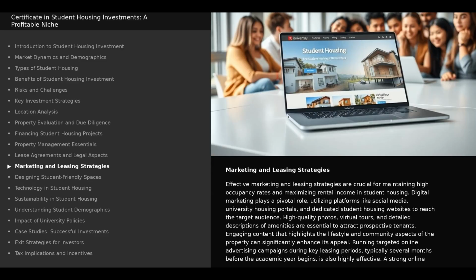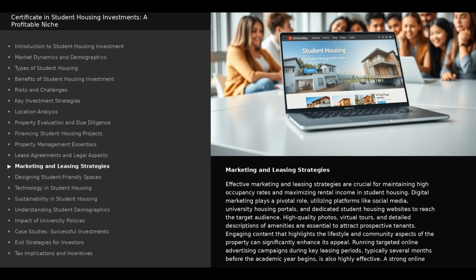Marketing and leasing strategies. Effective marketing and leasing strategies are crucial for maintaining high occupancy rates and maximizing rental income in student housing. Digital marketing plays a pivotal role, utilizing platforms like social media, university housing portals, and dedicated student housing websites to reach the target audience. High-quality photos, virtual tours, and detailed descriptions of amenities are essential to attract prospective tenants.